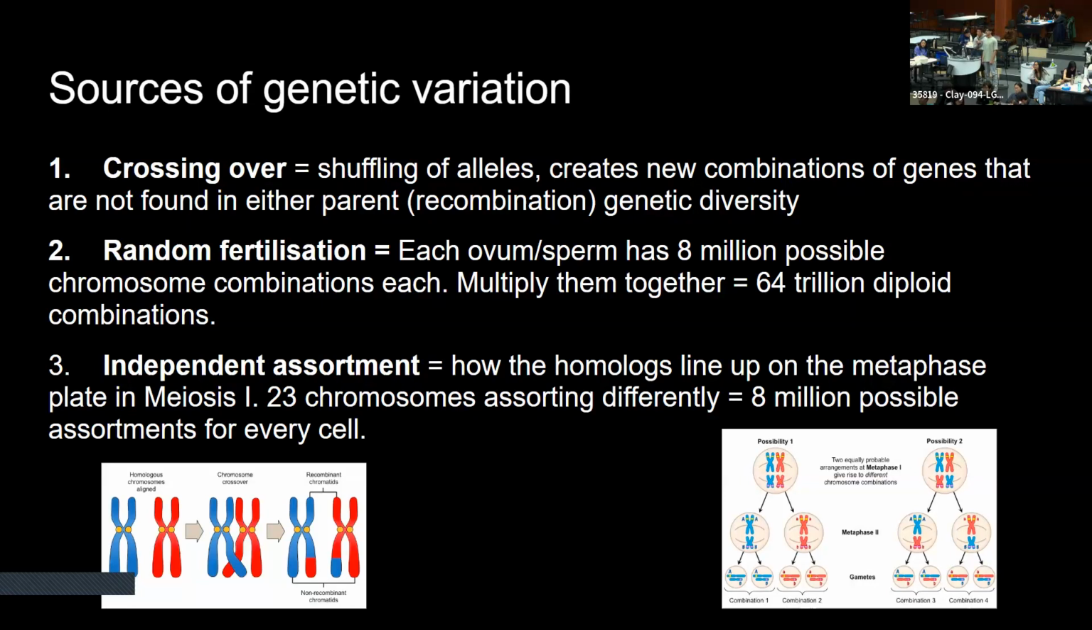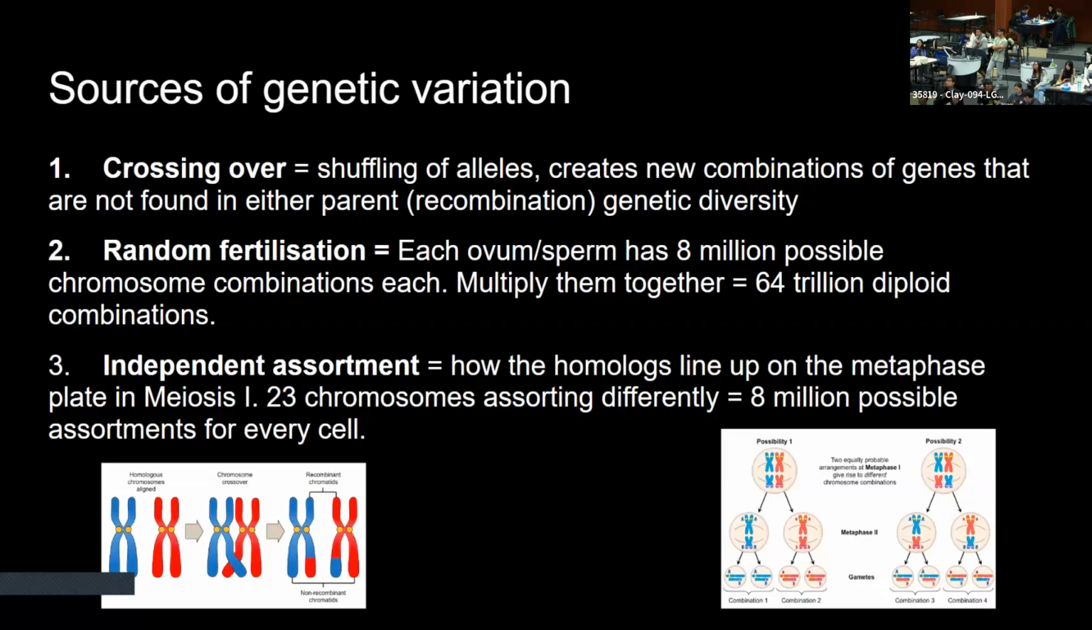Now, the second source of genetic variation is known as random fertilization. Each ovum and sperm has 8 million possible chromosome combinations each. If you do the quick maths and multiply them together, I think it might be 8 million squared, you get a really large amount of combinations. And so that's obviously all random.